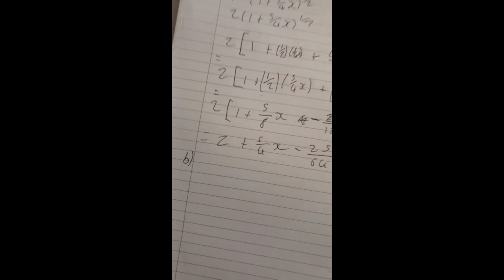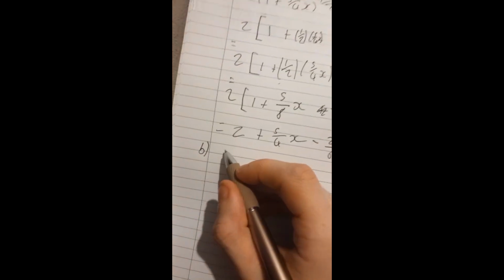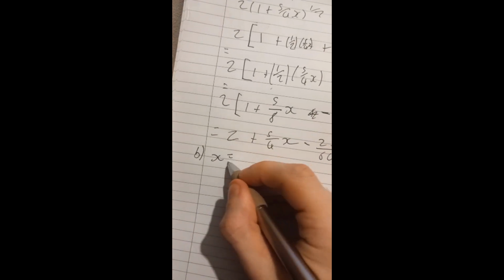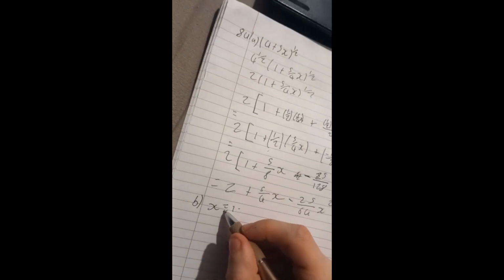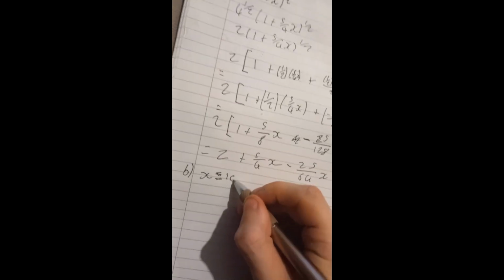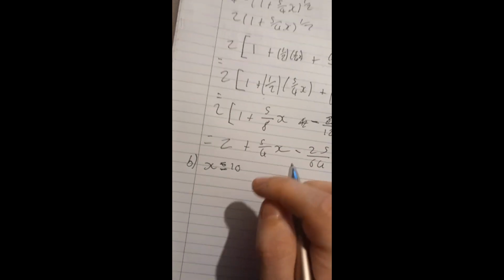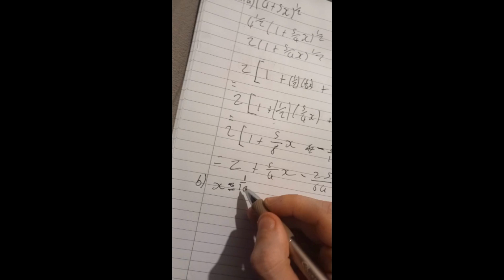Alright, I just looked at part B. So you just got to use x equals 10. I should not be looking through my phone while trying to write. That wasn't working. Right, x equals 1 over 10.